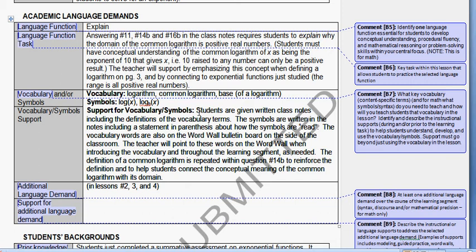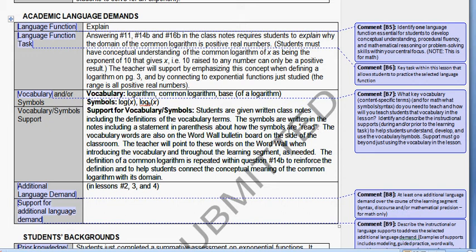So in this example, students were given written class notes, including the definitions. So certainly, you have to provide the definitions. The symbols are written in the notes, including a statement in parentheses about how the symbols are read. Again, if you're introducing a new symbol for mathematics, you have to tell the students how to pronounce it.